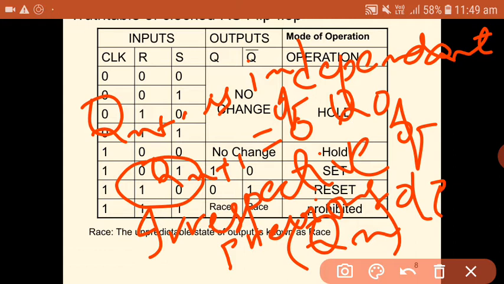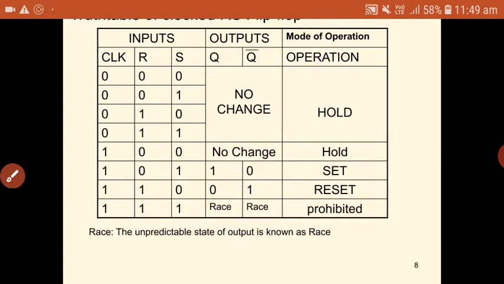So whenever R is equal to 0 and S is equal to 1, what happens? You are setting the flip-flop, so making the output of the flip-flop equal to 1, so that the flip-flop is in set state. Similarly, for R is equal to 1 and S is equal to 0, that means you are resetting the flip-flop, so making the output equal to 0, and the mode of operation of the flip-flop is reset state.